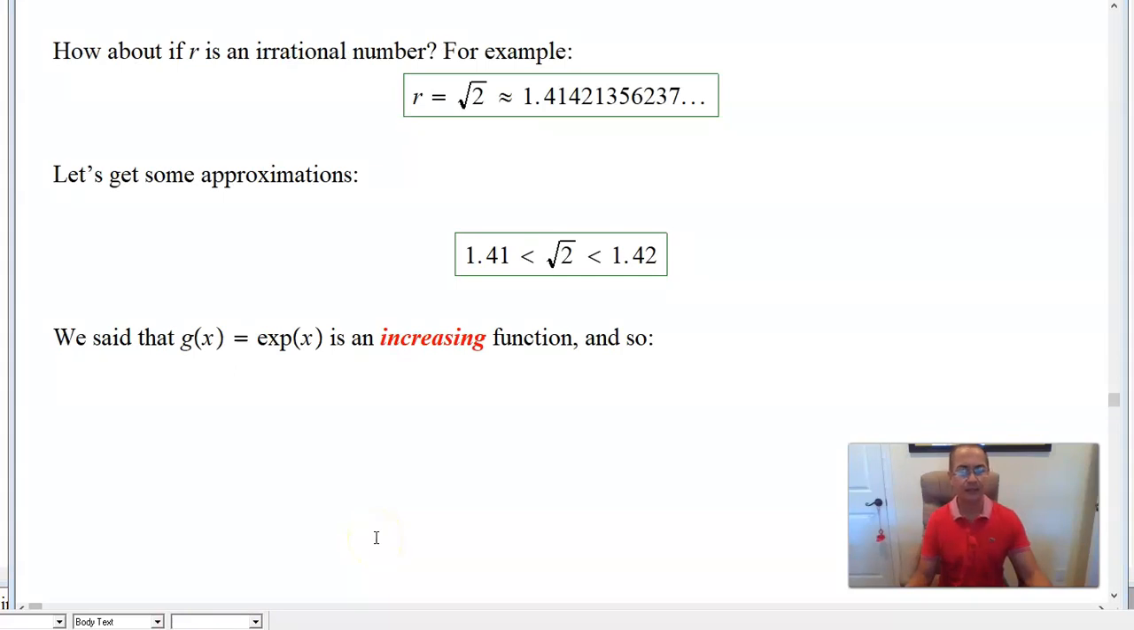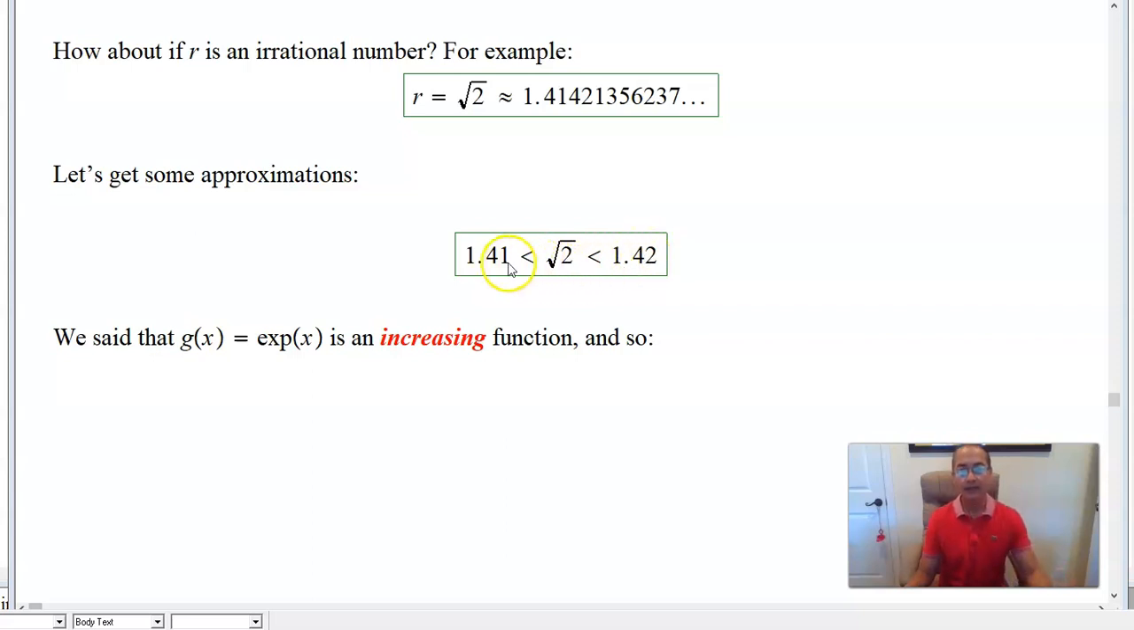All right, that doesn't help though if our exponent, our input number r, is an irrational number. We don't know what it means to raise a number to an irrational power. We're going to see that in the next video when we talk about general exponential and logarithmic functions. So for now, let's think about square root of 2. We know that is an irrational number, but it is approximately 1.4142135 and so on. So square root of 2 is between 1.41 and 1.42.